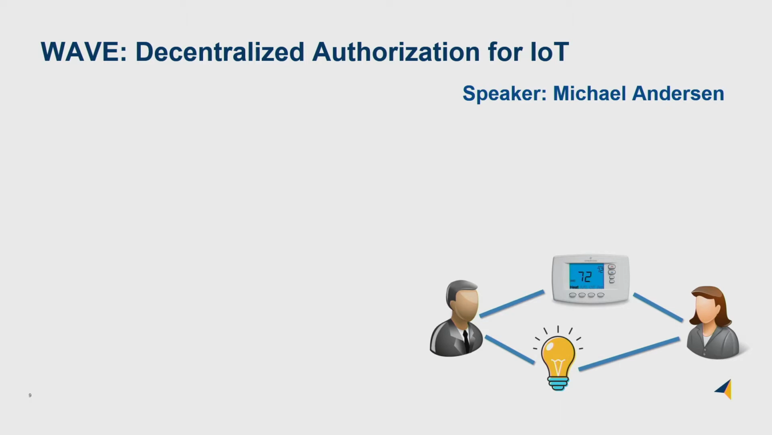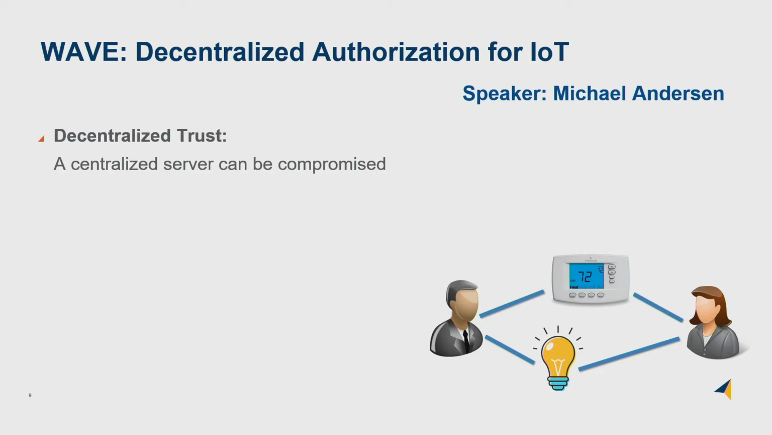Okay, so the third system we'll talk about today will be Wave, which is a system for decentralized authorization for Internet of Things systems. Inside Internet of Things, you'll have multiple entities, including devices and people who need access to these devices. What Wave provides you is, first, decentralized trust. You don't need a centralized server to control these authorizations because the centralized server can be compromised. We prefer to run it in a decentralized manner.